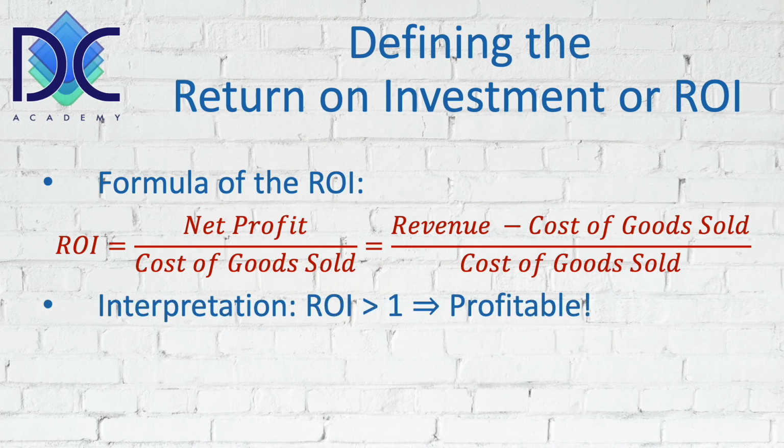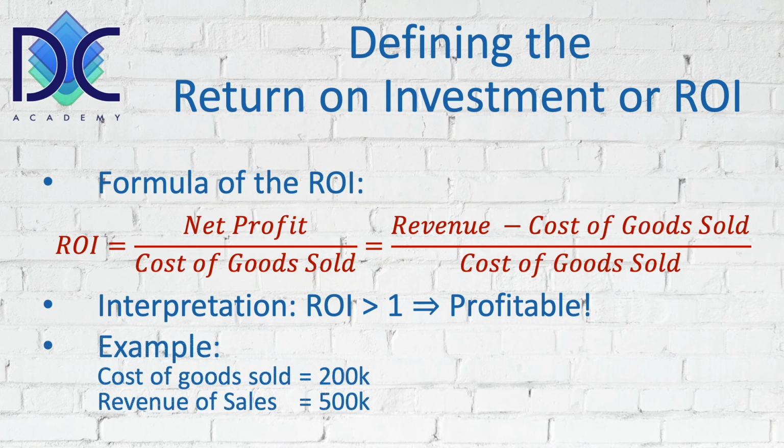Now, here also, we will see that there are some disadvantages. It's easy to calculate, but first let's have a look at a short example. The cost of the goods sold in our case is 200K. The revenue of the sales is 500K. So basically in the formula of the return on investment, the net profit is 500K minus 200K. And this we have to divide by the cost of the goods sold by 200K, which gives us a return on investment of 1.5, which is good. It's larger than 1, and basically it means that we have a return of 50% on top of our initial investment, which is a good element to consider.